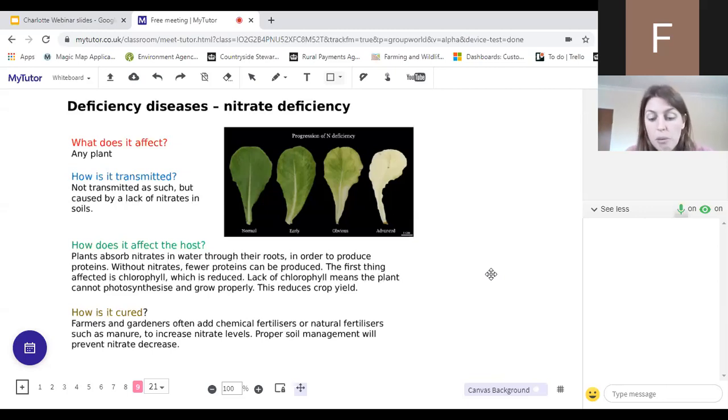So there would be herbivores grazing those soils, or grazing plants growing on those soils, and therefore then in their dung, they return nitrate to the soil. We've also got chemicals now that can do that. Managing soils on farms means that we prevent nitrate decrease and prevent nitrate deficiency in crops and in plants that are growing on any soils.